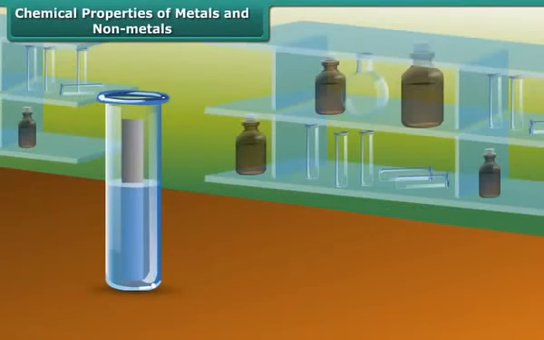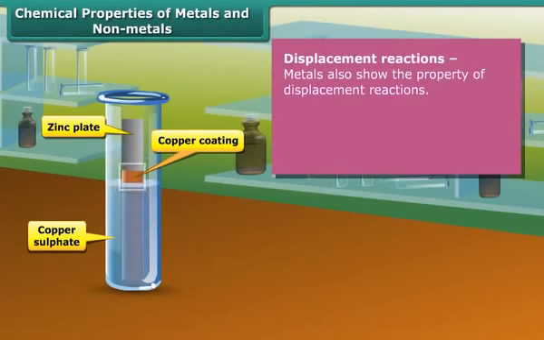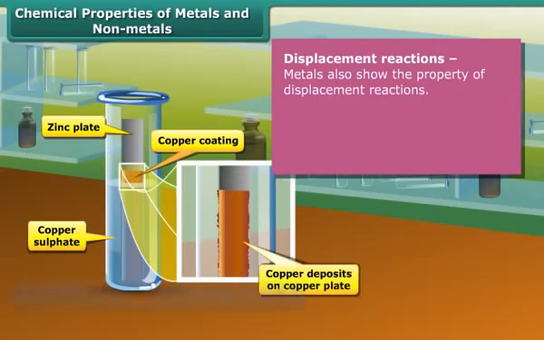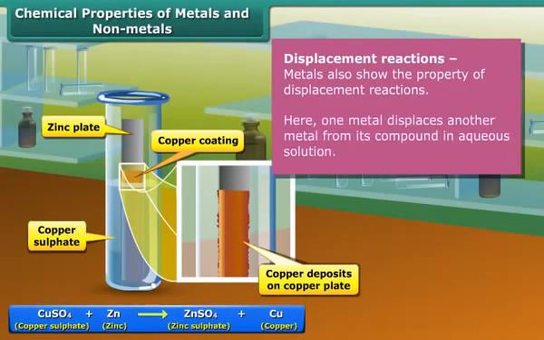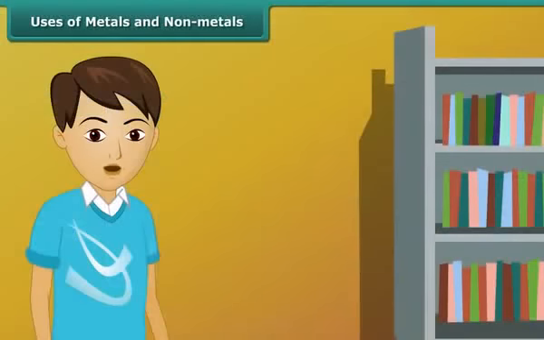Besides these chemical reactions, metals also show the property of displacement reactions. We can see a displacement reaction here in which one metal is displacing another metal from its compound. Dear, till now we have learnt what the physical and chemical properties of metals and non-metals are. Now let's move on to another important topic, that is, what are the uses of these metals and non-metals?